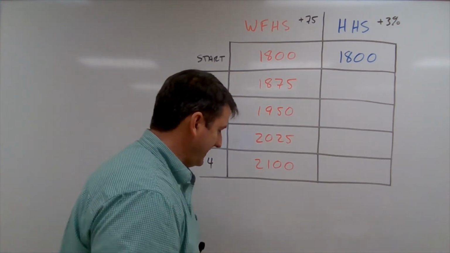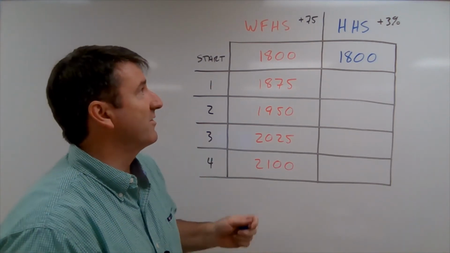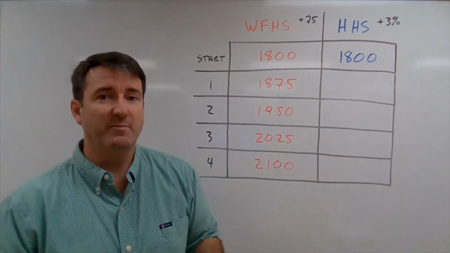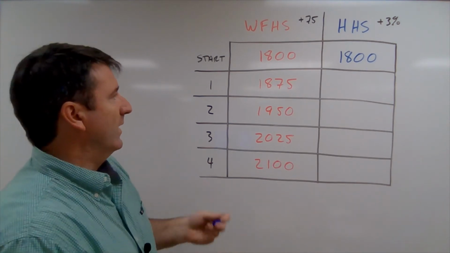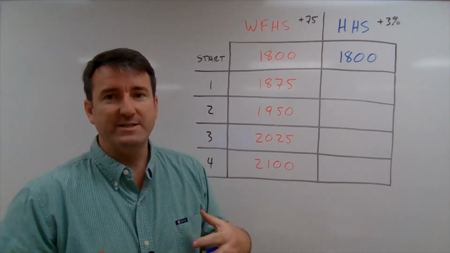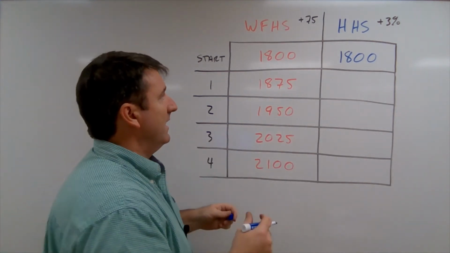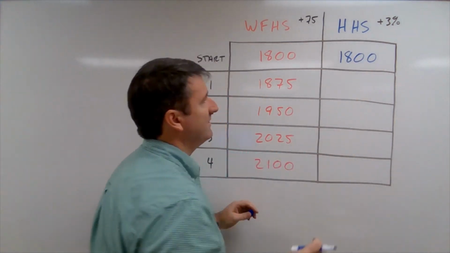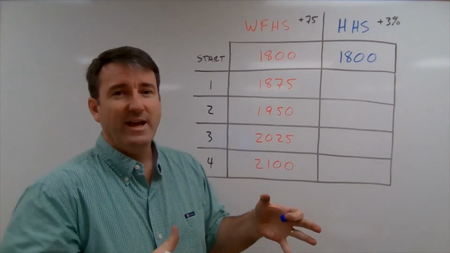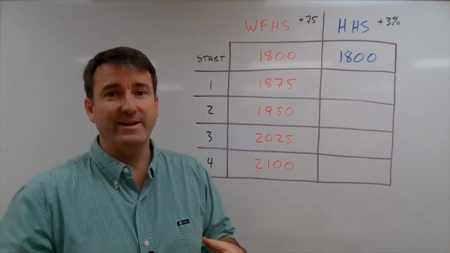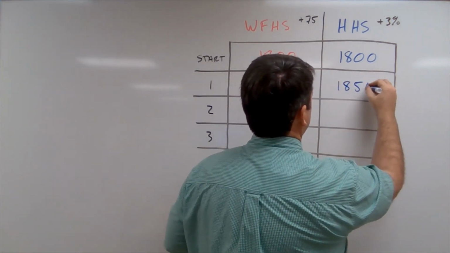Now, the second example says that the number of students at Higley High School has increased by 3% in each of the past 4 years. If the student population 4 years ago was 1,800, what is it today? So now we're increasing by the same percent each year rather than the same absolute amount. So what we have to do is take this 1,800 and multiply by 3% or 0.03. And that's going to tell us that after 1 year, we're going to have added 54 students. So that's going to be 1,854.